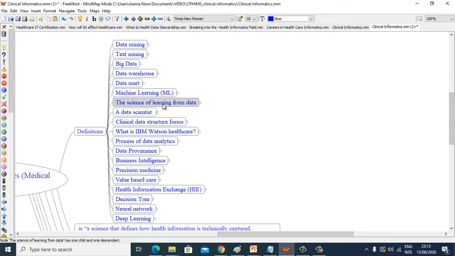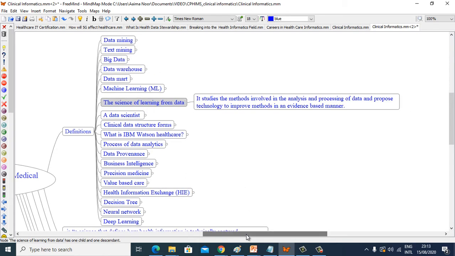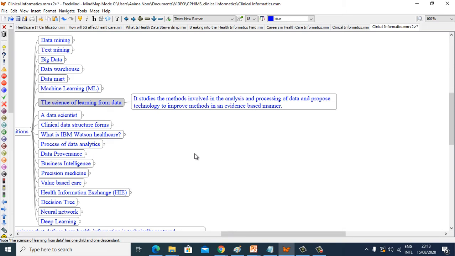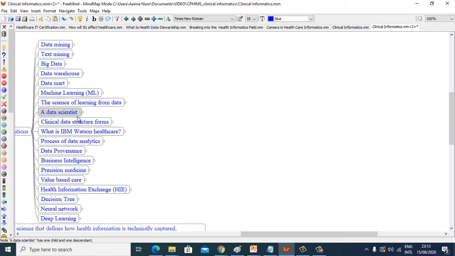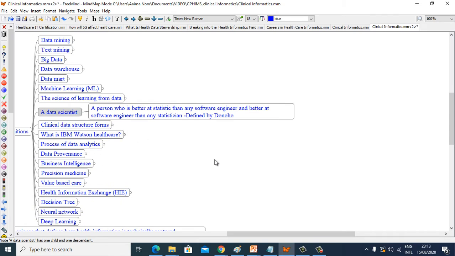Now we'll move to the next, the science of learning from data. It studies the methods involved in the analysis and processing of data and proposes technology to improve methods in an evidence-based manner. What is a data scientist? A person who is better at statistics than any software engineer and better at software engineering than any statistician, as defined by Josh Wills.